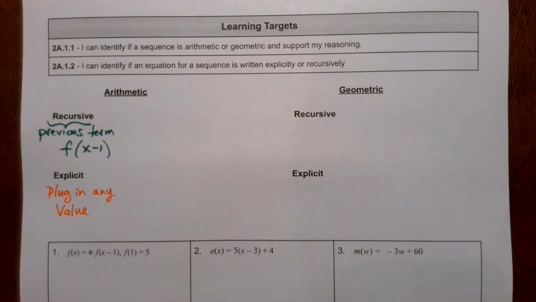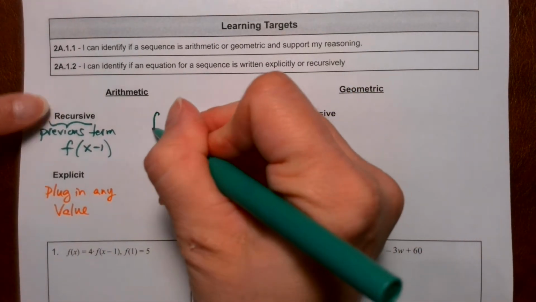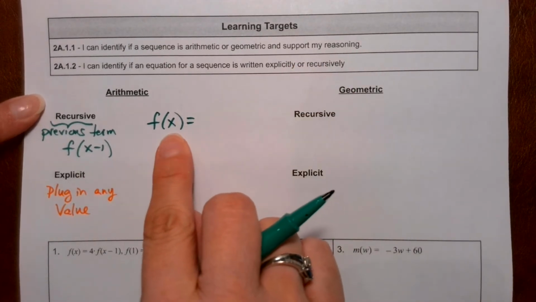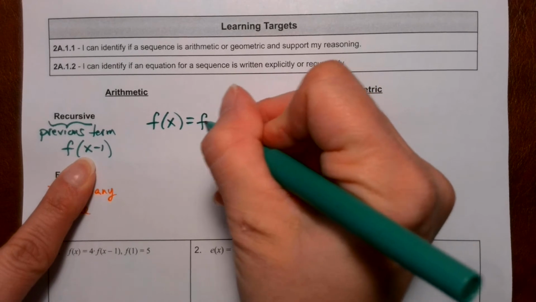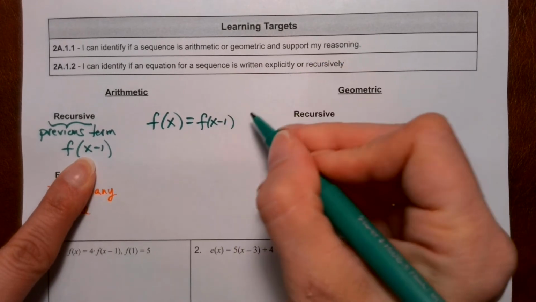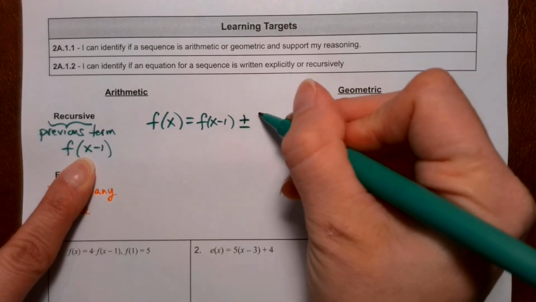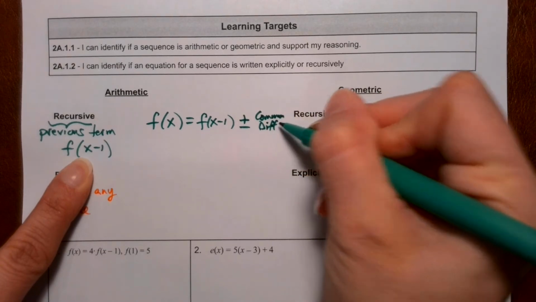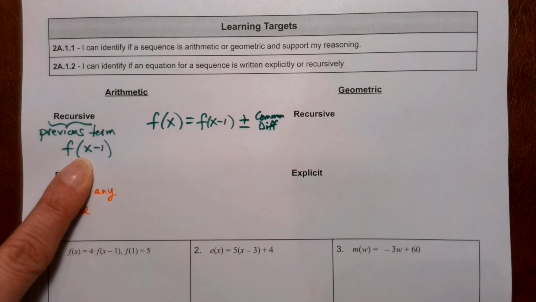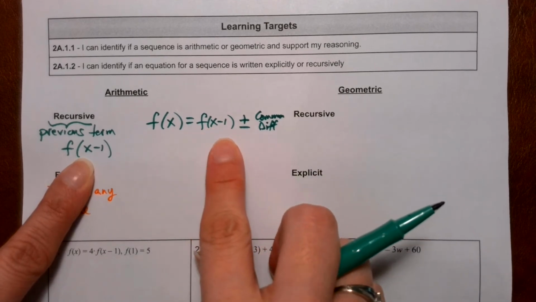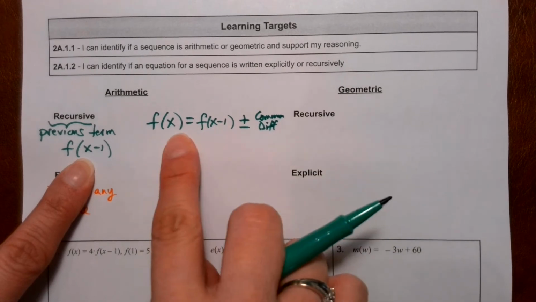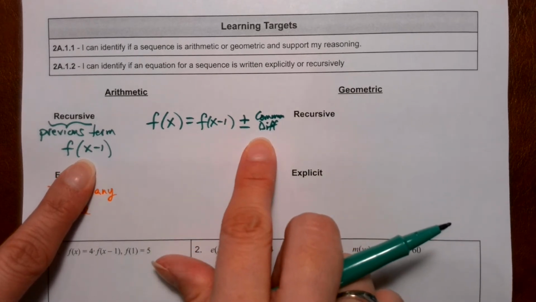Okay, so let's talk about what arithmetic looks like. Whenever you have an equation that's recursive, to find f of x, you're going to take the previous one, and then you're going to add or subtract the common difference to that previous term. Take the previous plus 5, or take the previous minus 3. Okay, and that's what an arithmetic recursive would look like.